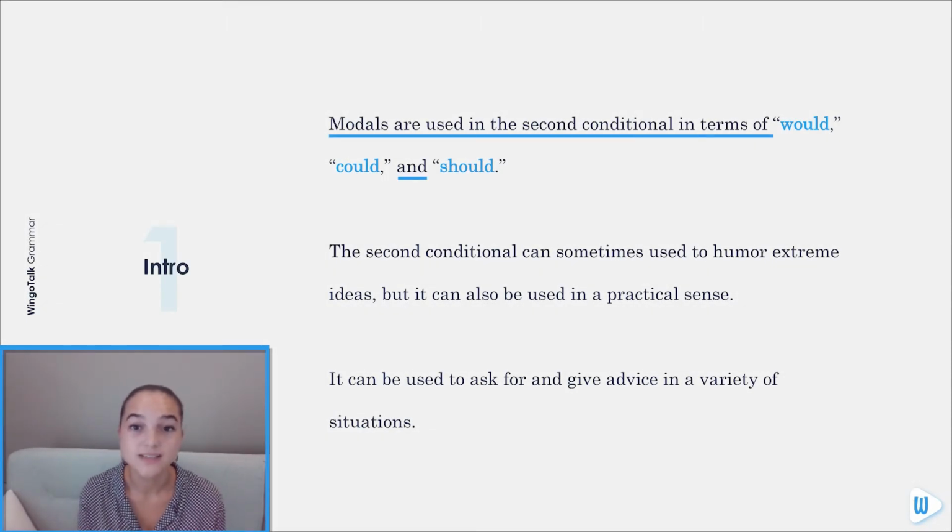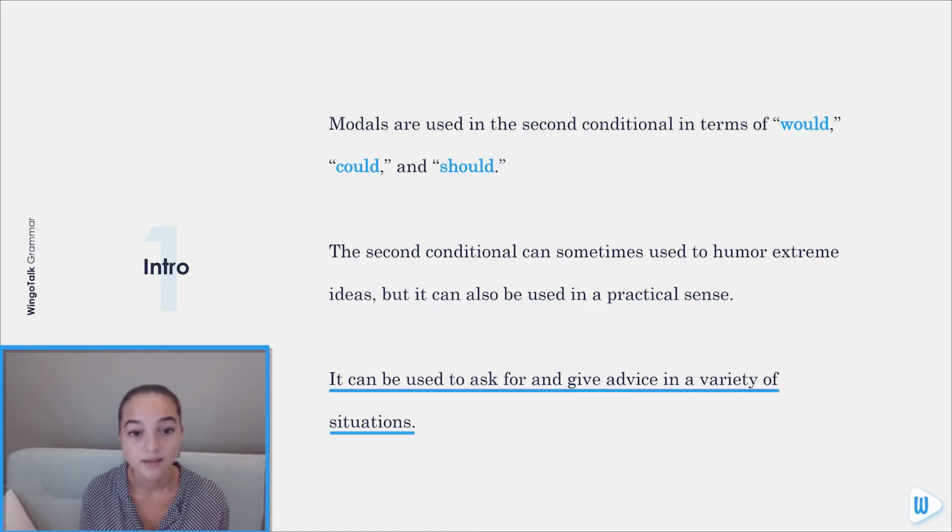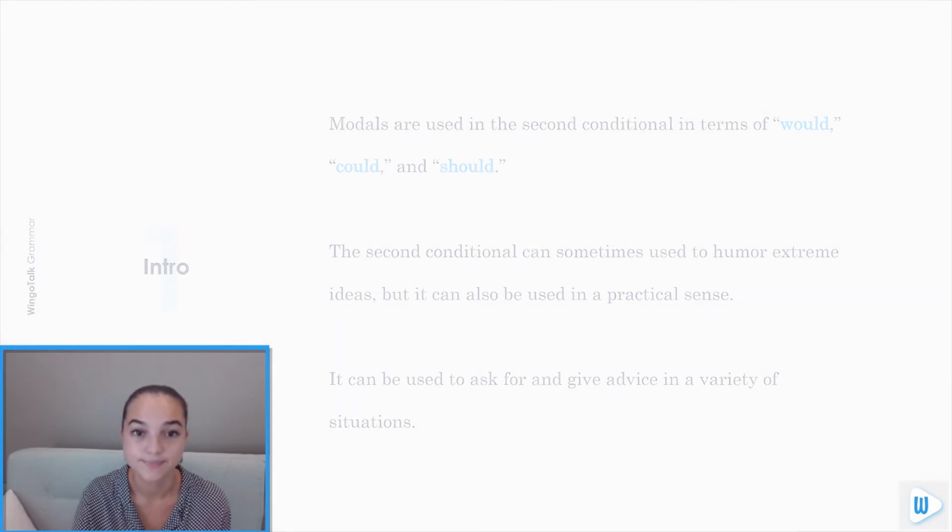Modals are used in the second conditional in terms of would, could, and should. The second conditional can sometimes be used to humour extreme ideas, but it can also be used in a practical sense. It can be used to ask for and give advice in a variety of situations.